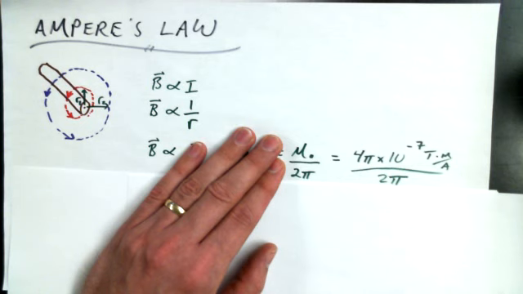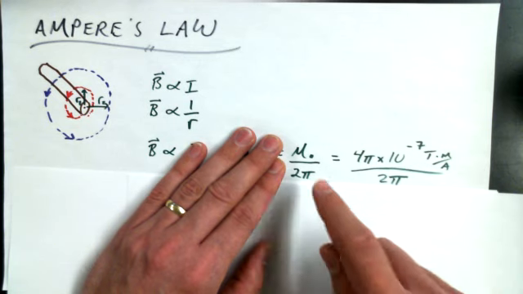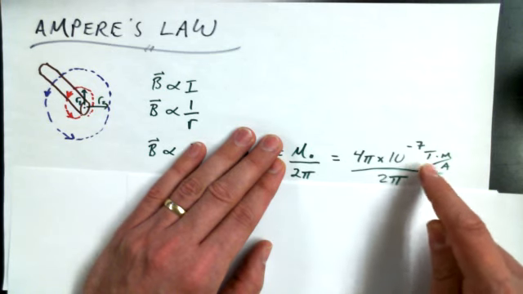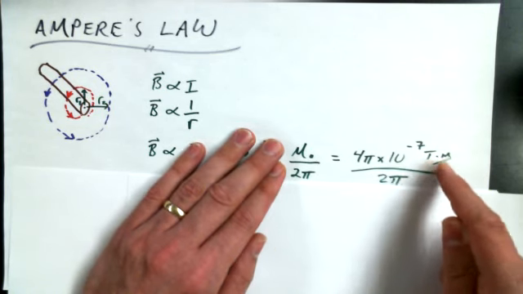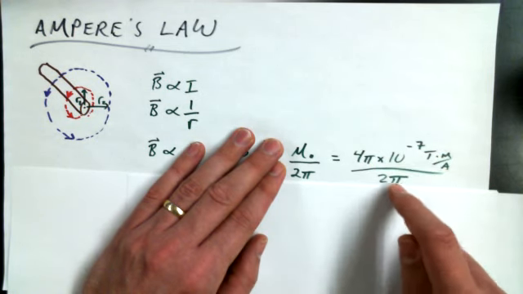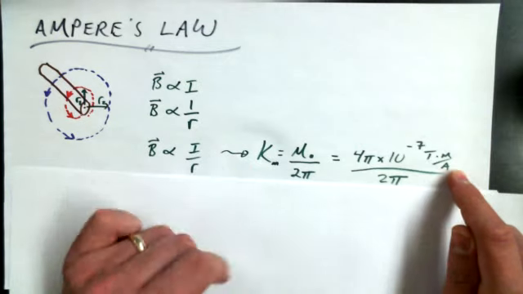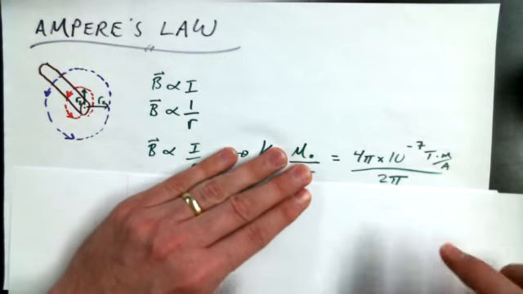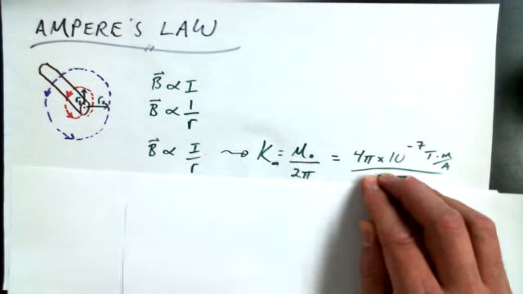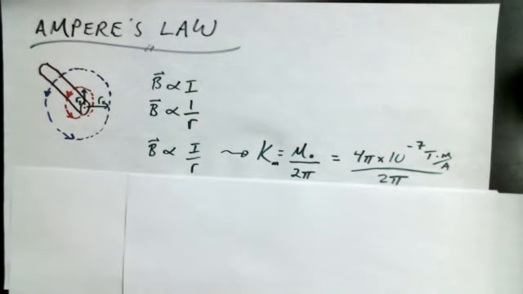And so for a vacuum, this constant would be 4 pi times 10 to the power of negative 7 Tesla meters per amp. And of course the 2 pi stays on the bottom if we were calculating it as K. If we were just expressing it as mu naught, then it would be 4 pi times 10 to the power of negative 7 Tesla meters per amp. But if we needed to introduce the K value, we'd have to divide by 2 pi.